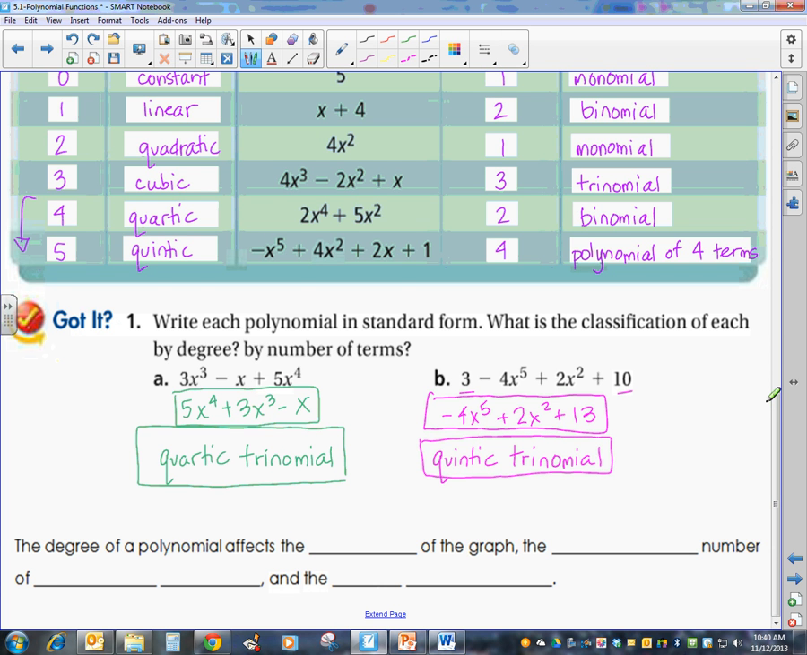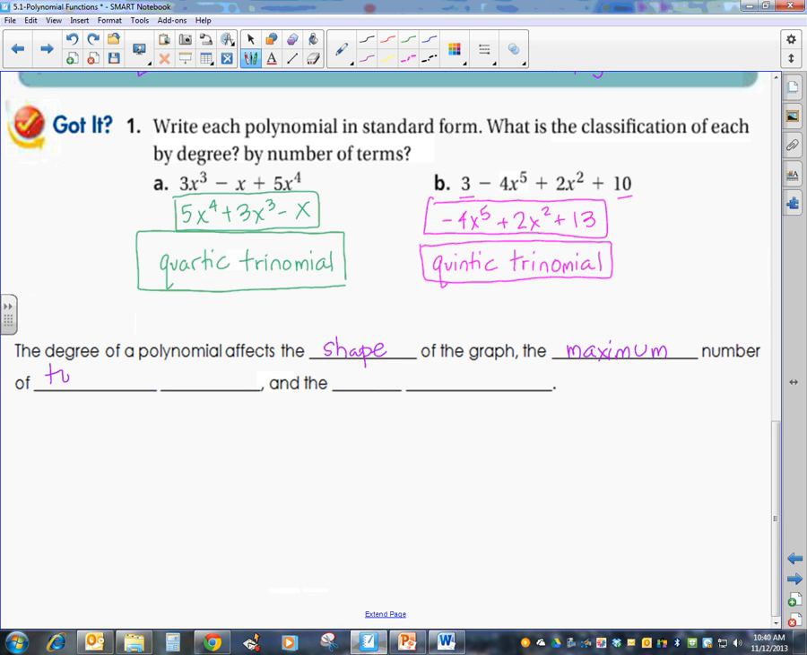Okay, so the next thing we have to realize is the degree of the polynomial affects the shape of the graph, the maximum number of turning points, and the end behavior. So let's talk about what each of these things mean. The maximum number of turning points.